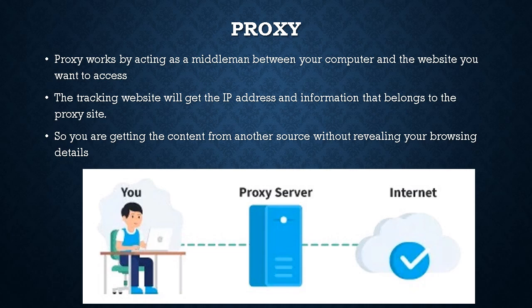So this Facebook website will have a certain IP address, and you also have your own IP address with your computer or mobile phone. But if you're using a proxy server, the IP address of the proxy server will be given to the website that you are browsing. So you're getting the content from another source without revealing your browsing details. In that way, all your browsing details, like your IP address, your location, and your personal information, will not be located. This is the advantage of a proxy.